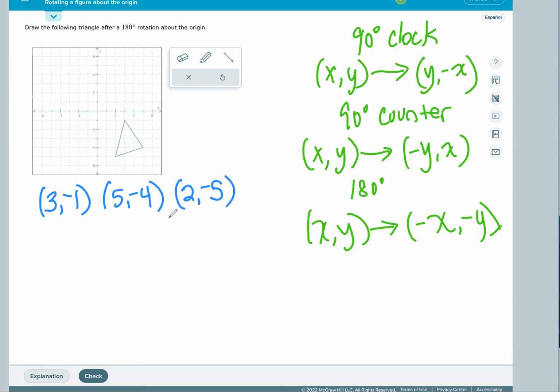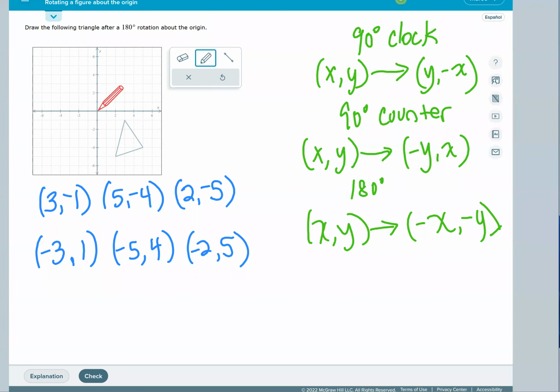To rotate 180 degrees, our numbers stay in the same spot. However, we need to make them negative. To make a negative number negative, we turn it positive. Basically, we're doing the opposite of each number that we see in front of us. And then we're going to plot those three new points: (-3, 1), and then (-5, 4), and (-2, 5). And then we just connect.